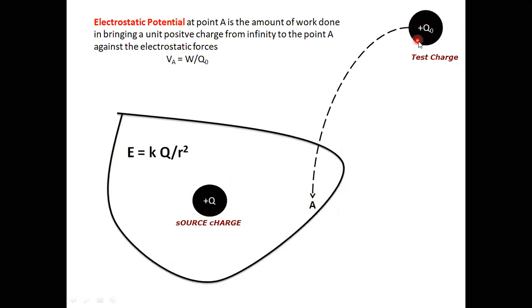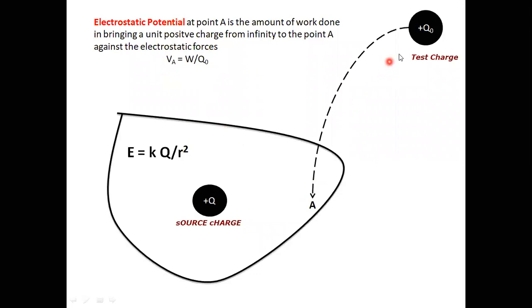While this test charge is coming from infinity to this point A, it does some work during its travel. That work done in moving from infinity to this point A within the electric field is stored at this point A. Now we want to know what is the electric potential at this point. So this is the expression of the electric potential at this point.